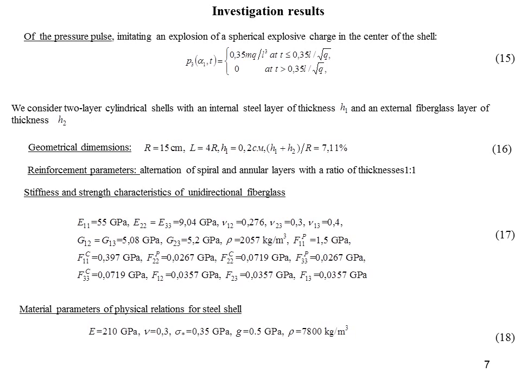We consider two-layer cylindrical shells with an inner steel layer of H1 thick and an outer fiberglass macro layer of H2 thick. Geometric and reinforcement parameters are presented. Physico-mechanical characteristics of a shell based on a unidirectional fiberglass. Material parameters of physical relations for a steel shell.